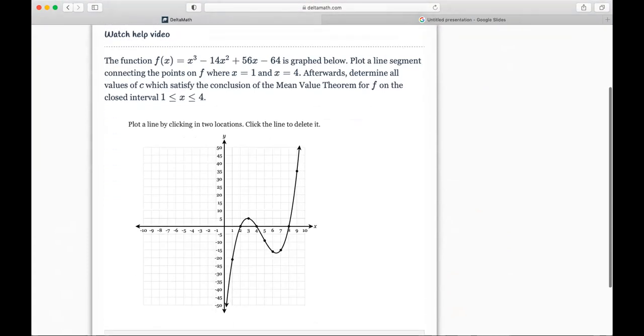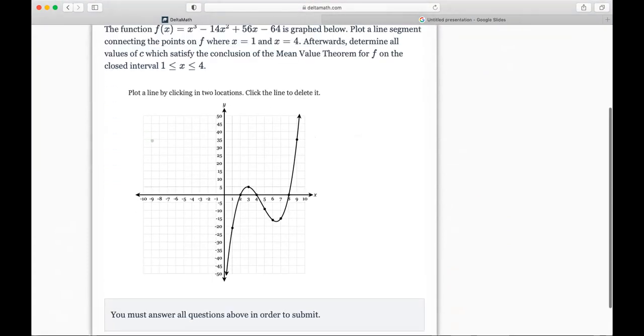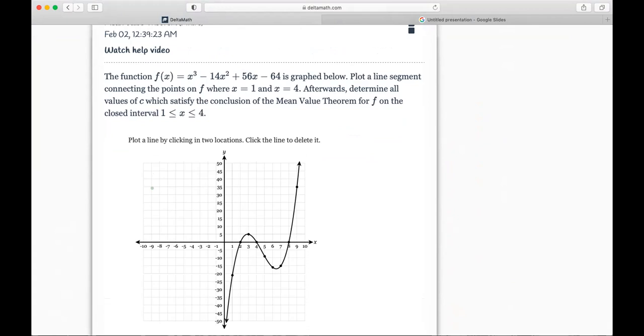Shall we see one more? So let's just do one more right now. This function here is a cubic. I have x cubed minus 14x squared plus 56x minus 64. So I'm going to connect 1 and 4.